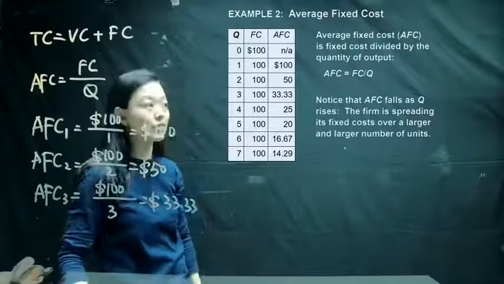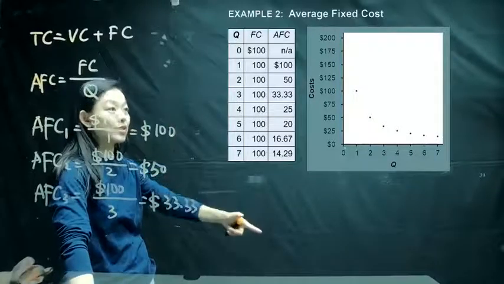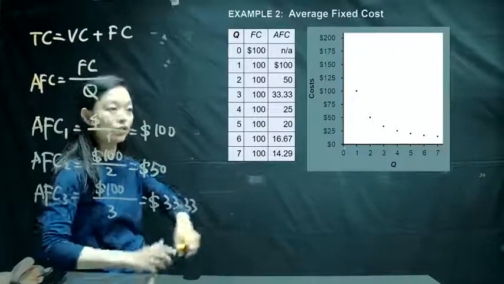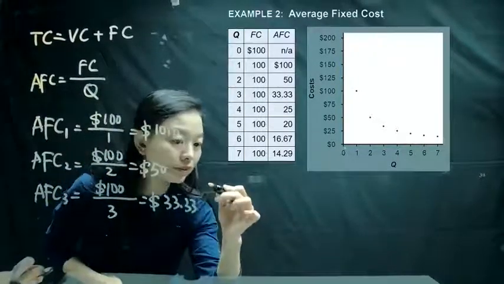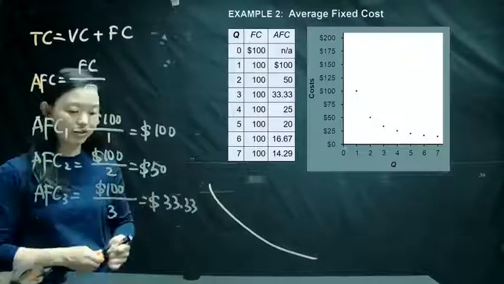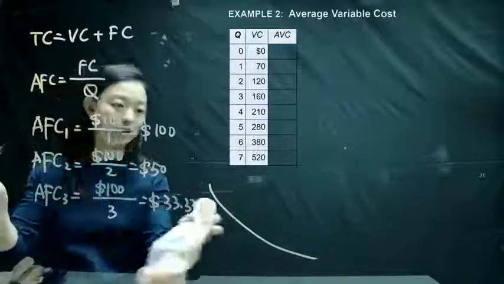Here we can show you the line for the average fixed cost. You can see the dots on this graph always decline, okay? It shows the decline going this way. This is the average fixed cost. All right, now let's see the average variable cost.